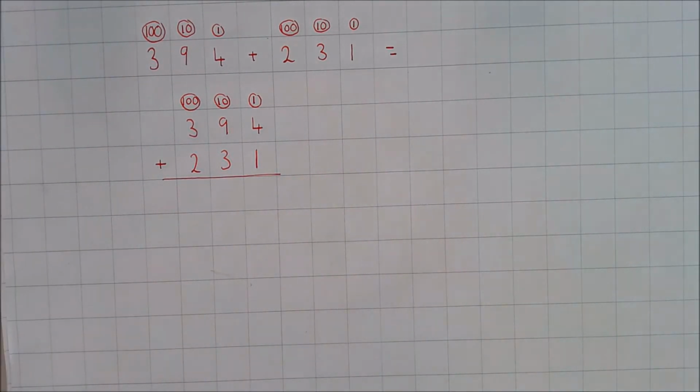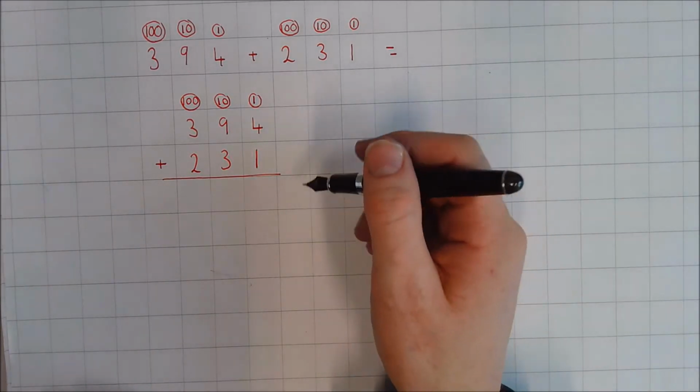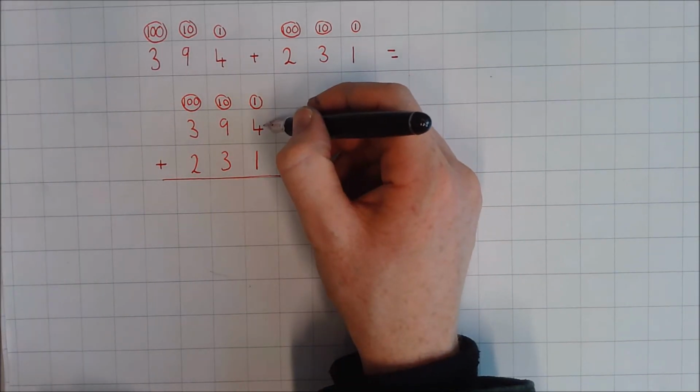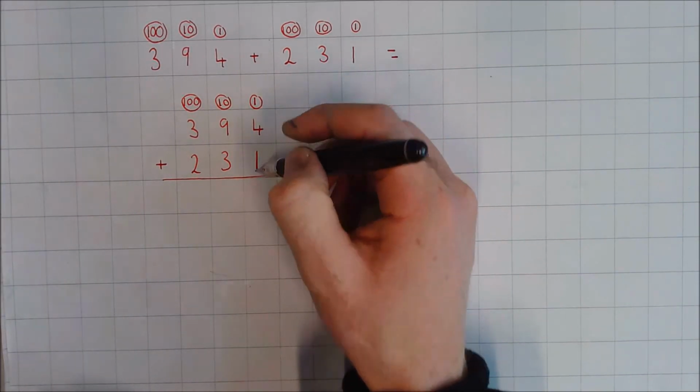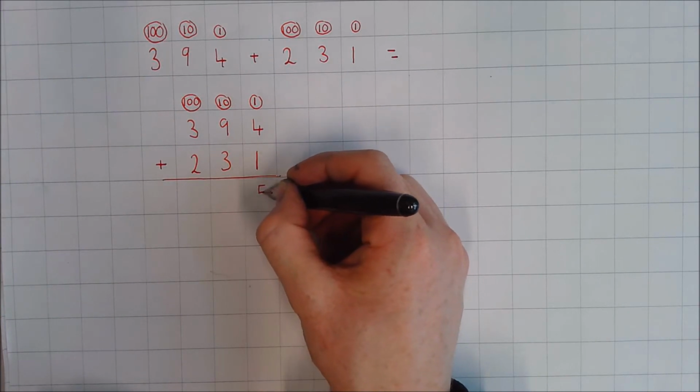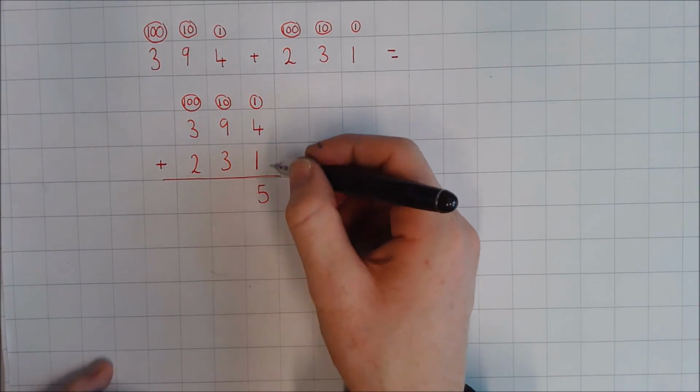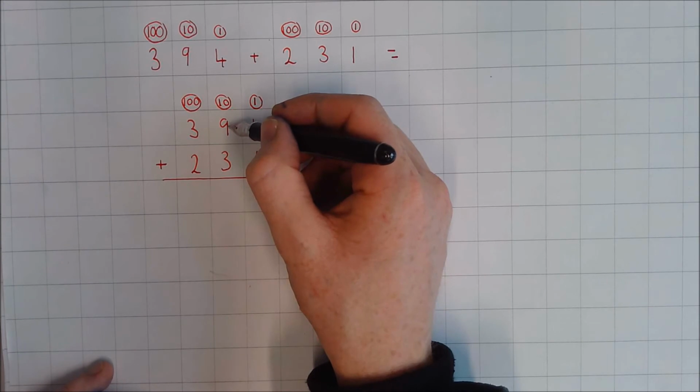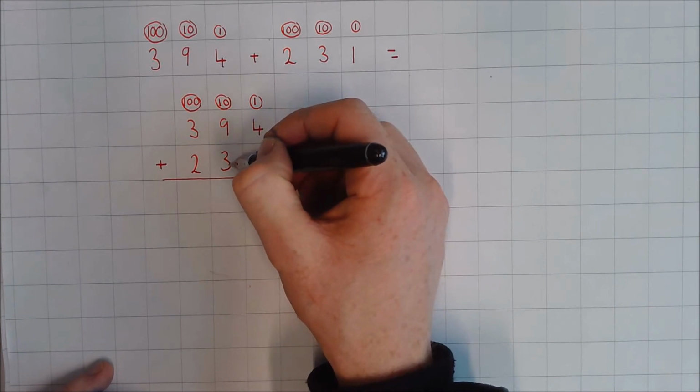Right. And there goes my pen lead. Right. 4 and 1 is 5. Right, here we've got 9 and 3.